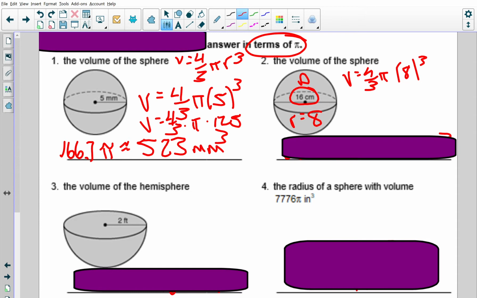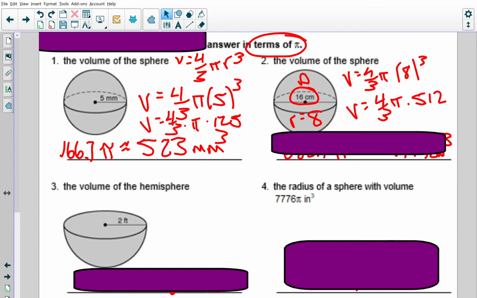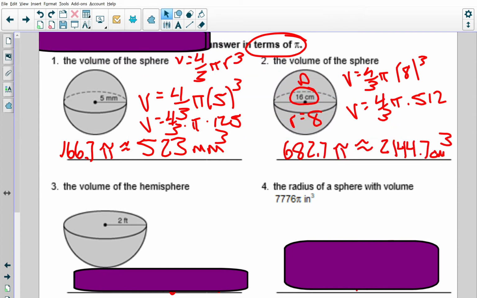And once you calculate this puppy out, you get 4/3 pi. 8 times 8 is 64. And 8 times 64 is, I'm not prepared, 512. I should have known that. Terrible. And when you multiply 512 by 4 and divide by 3, 682.7 pi cubic centimeters, or 2,144.7. So pretty easy.